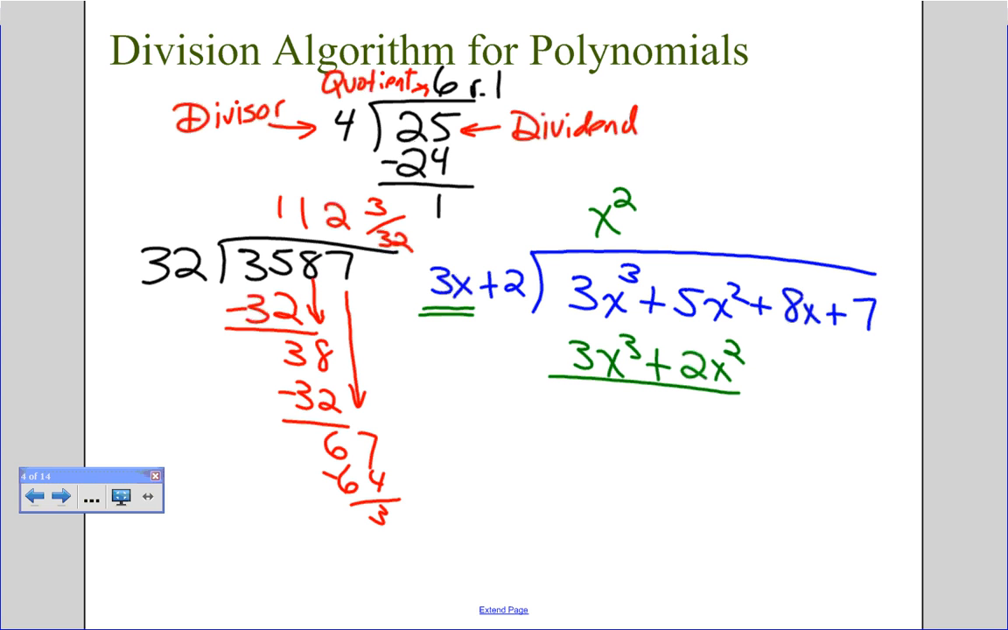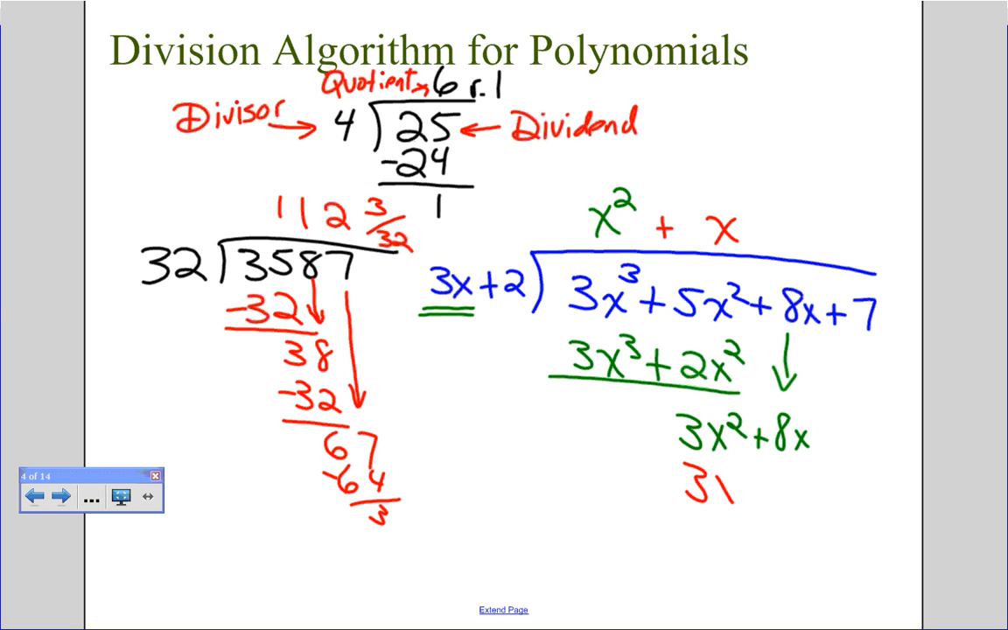We now subtract. 3x cubed minus 3x cubed, terms go away. 5x squared minus 2x squared is 3x squared. Bring down the 8x, and we repeat the entire process. How many times does 3x go into 3x squared? X squared divided by x is x. 3 divided by 3 is 1, so it's just plus 1x.